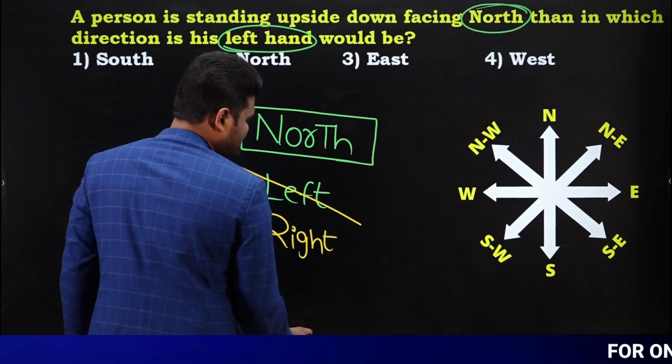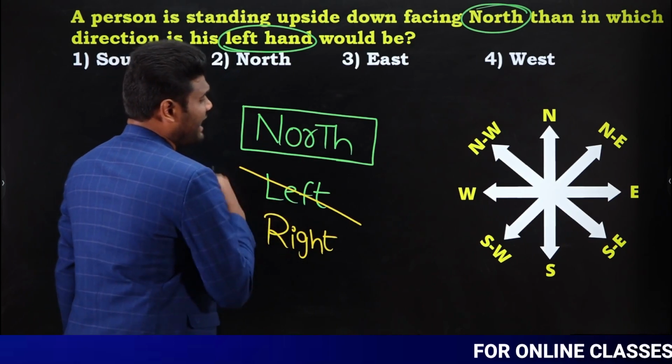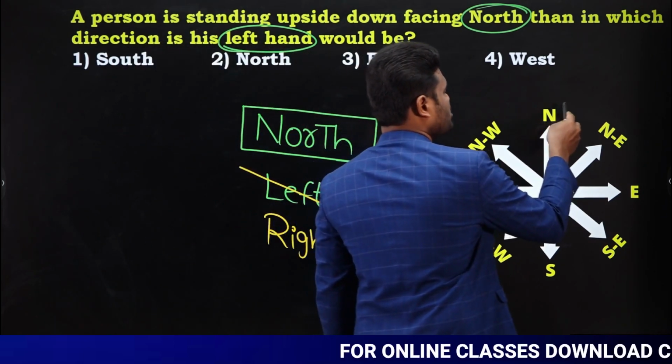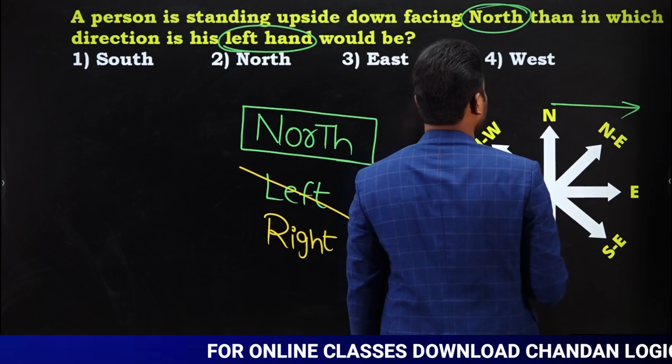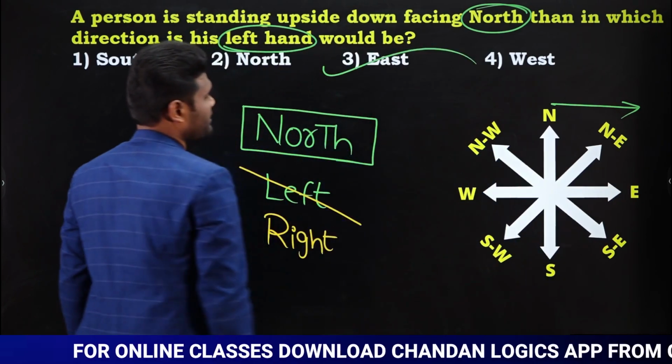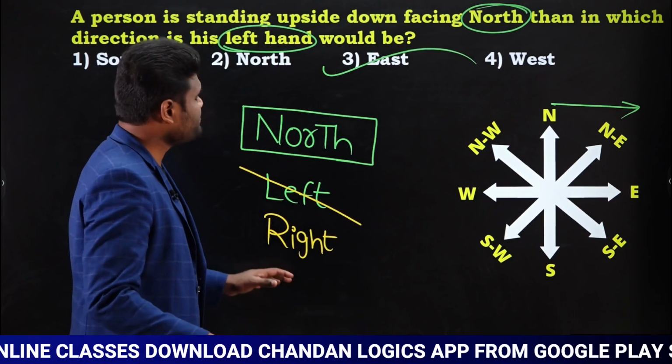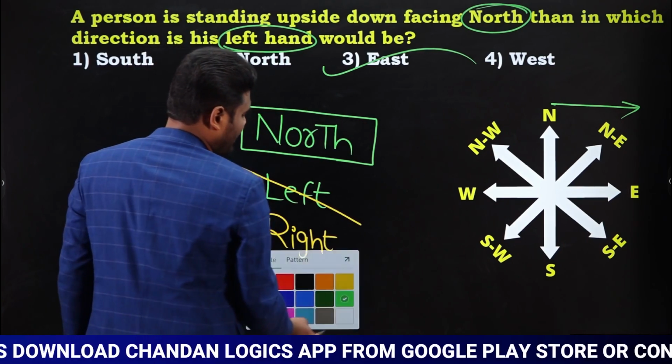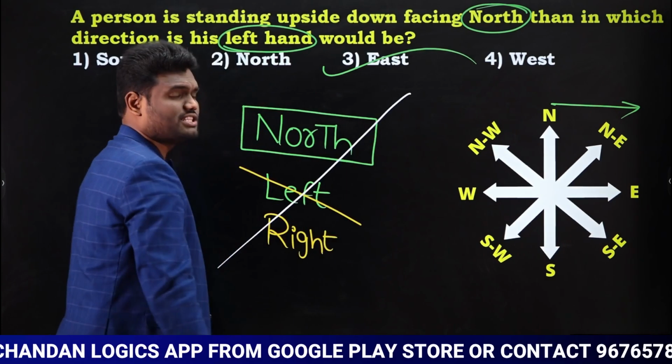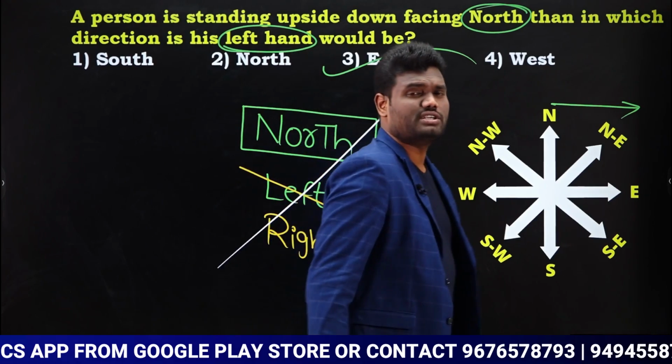So check when the person is facing towards north direction, right hand. When the person is facing towards north, right hand is nothing but towards east. So we can say the answer for this question is nothing but east. Truly speaking, even this is not required. If you are able to understand, even this is also not required. Just by looking at the question itself, you can mark.